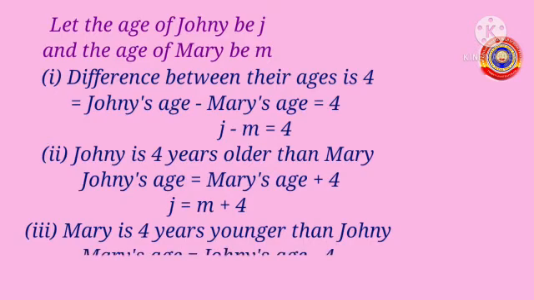Next, Johnny is 4 years older than Mary. That means Johnny's age is equal to Mary's age plus 4. We shall write the relation as J is equal to M plus 4. Next, third relation. Mary is 4 years younger than Johnny. Then Mary's age is equal to Johnny's age minus 4. Then we shall write the relation as M is equal to J minus 4. Is it clear for you?